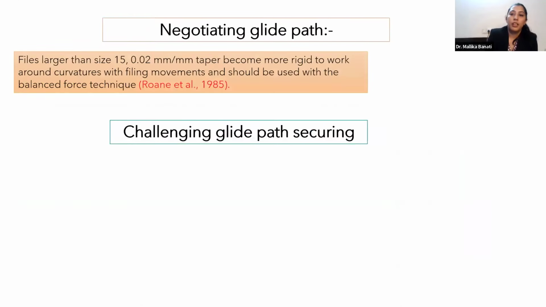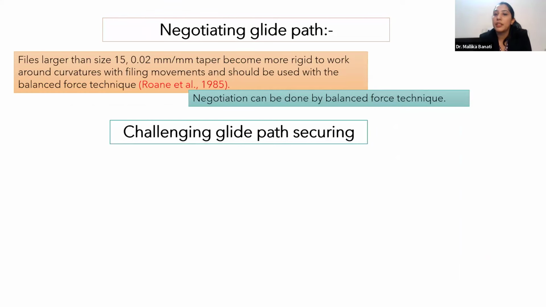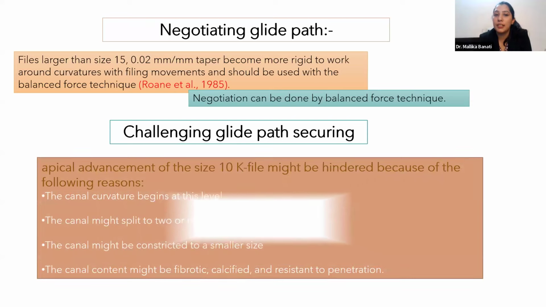Now, how do you negotiate a glide path? Files larger than 15 become more rigid to work around the curvatures with, and should be used with a balanced force technique, which I will be discussing later in my presentation. Negotiation can be done by a balanced force technique in such cases, and the curvature begins at the first level. Apical advancement should be done.